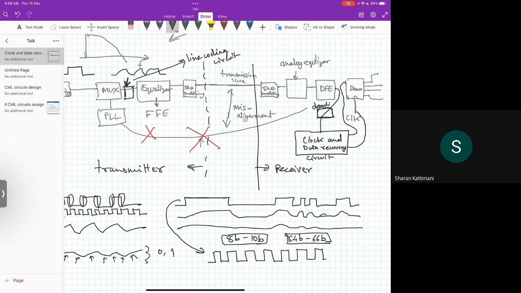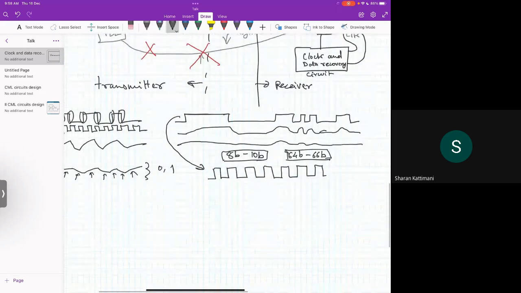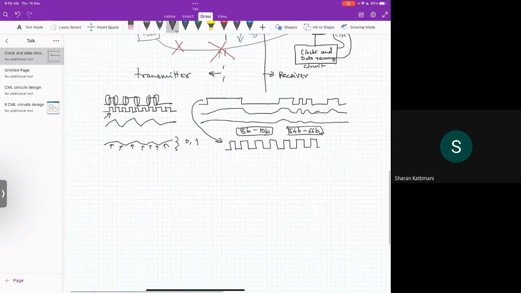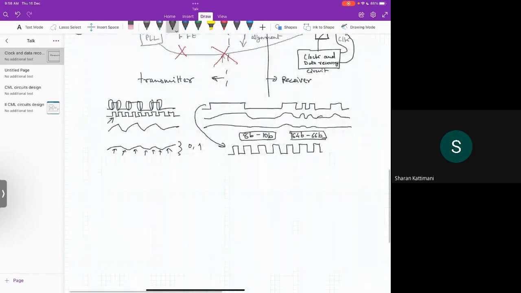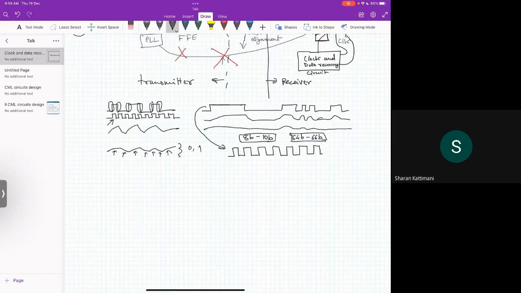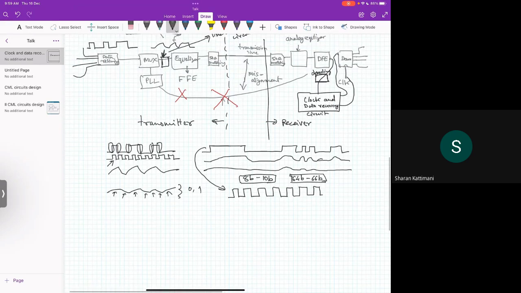This decoding and line encoding can be done in the digital domain itself. Now you can see that there are various blocks that are compulsory and needed, and they should be designed in a very proper way. Otherwise, the recovered data will be corrupted.